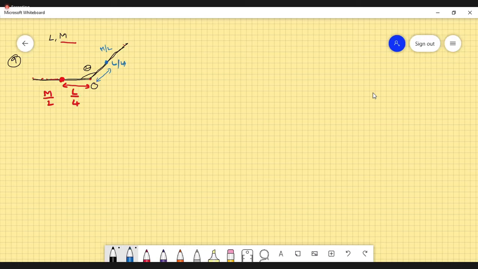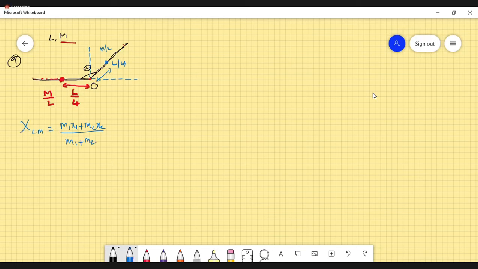Resolve this one into two components, first the x component and then the y component. Center of mass along the x axis, X_CM. The formula is M1 x1 plus M2 x2 by M1 plus M2.